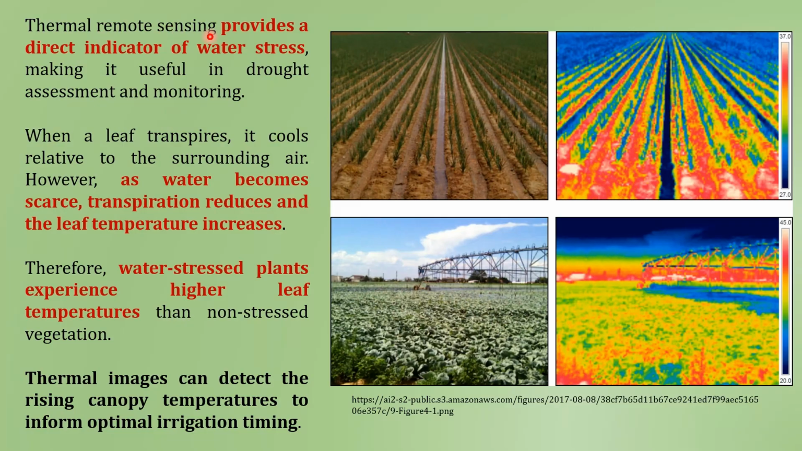So thermal remote sensing provides a direct indicator of water stress, making it useful in drought assessment and monitoring. When a leaf transpires, it cools relative to the surrounding air, and as water becomes scarce, transpiration reduces and leaf temperature increases. Therefore, water stressed plants experience higher leaf temperature in comparison to non-stressed vegetation. Therefore, thermal images can detect the rising canopy temperature to inform the optimal irrigation timing.